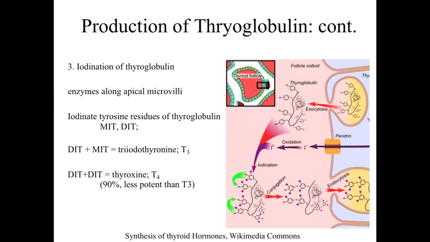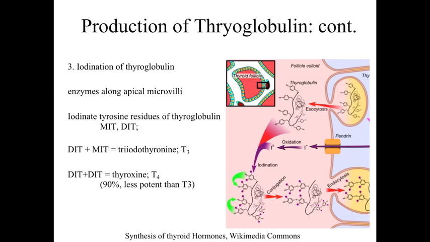And so if we've got a DIT plus an MIT, 1 with 2, 1 with 1, we get 2 plus 1 equals 3. So we get the T3 thyroid hormone molecule, or triiodothyronine. Or if we've got DIT plus DIT, 2 plus 2, so 2 tyrosine residues combined with another 2 tyrosine residues, we get thyroxine, which is T4, indicating that we've got 4 iodine residues associated with this thyroid hormone. So we've got T3 and T4.